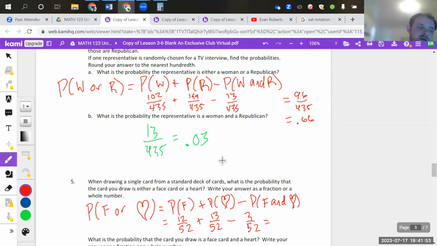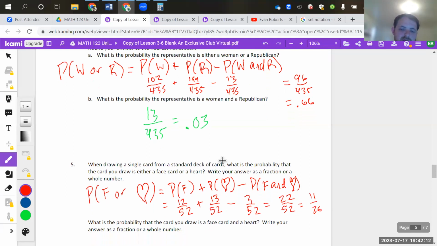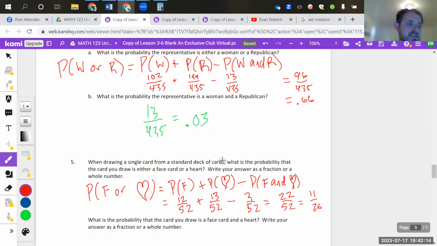Okay. So I believe that gets you, is that 22? Yeah, 22 out of 52, which would be 11 out of 26, which is a fraction. We could leave it like that. Or if you wanted to make it a decimal, it would be 0.42. Again, when you're asked an or scenario, you really got to trust this formula here that's coming up.